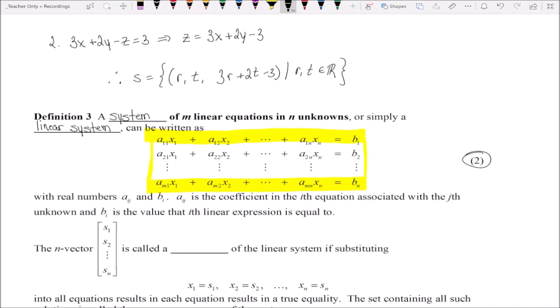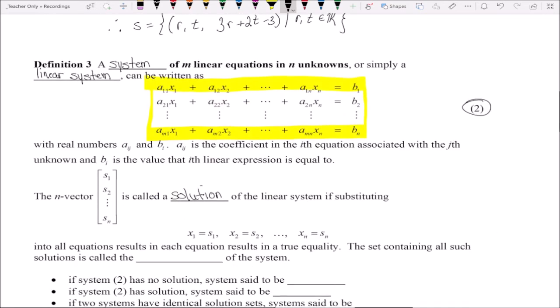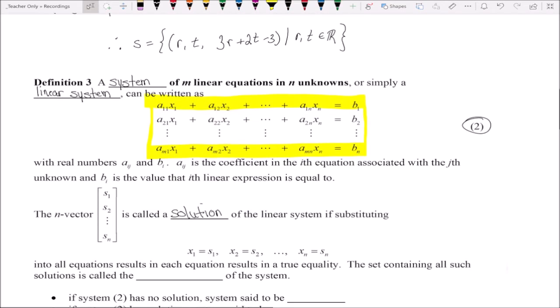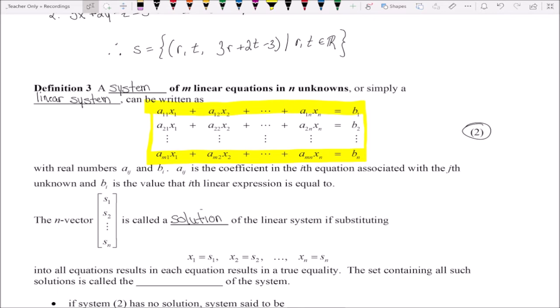The n vector, or the column matrix s1, s2, so on and so forth, sn, is called once again a solution of the linear system if substituting x1 equals s1, x2 equals s2, so on and so forth, xn equals sn, into all of the equations results in each equation being a true equality. The set containing all such solutions is once again called the solution set of the system.